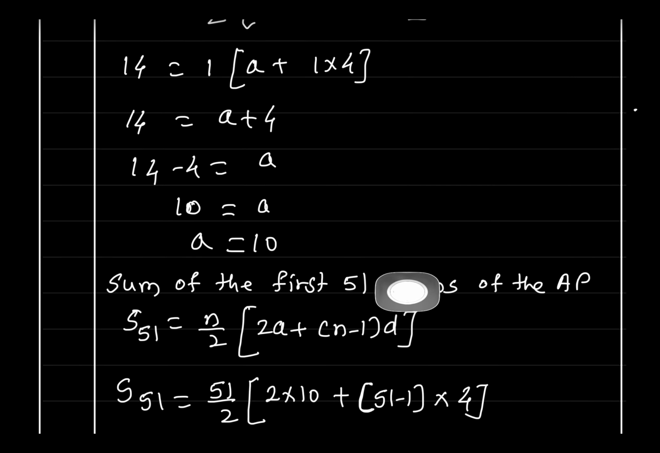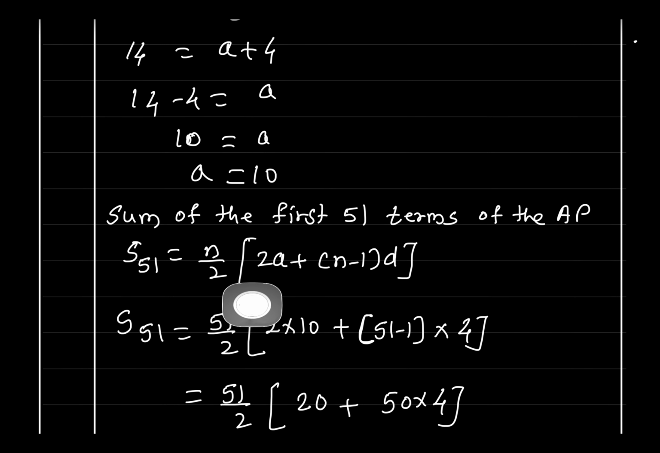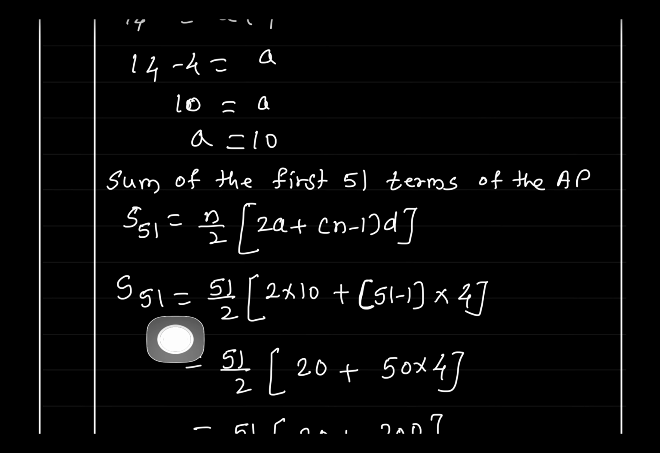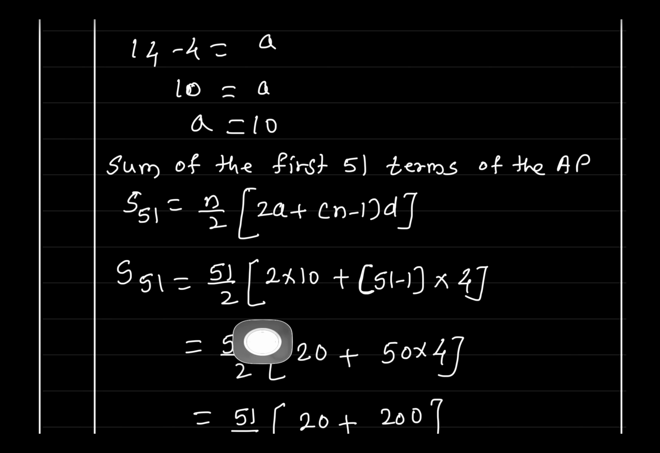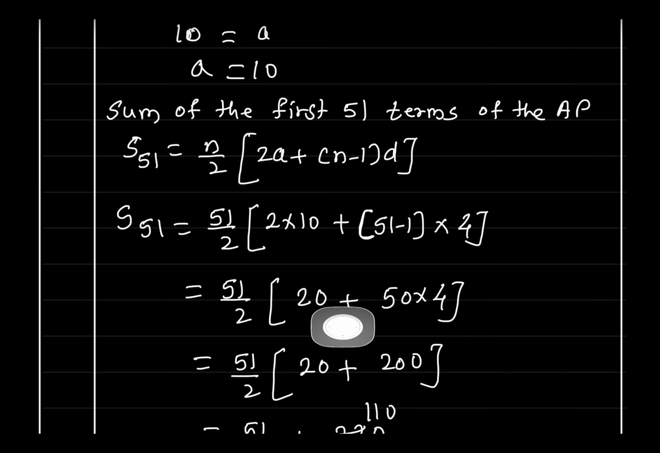This 4 we have to transfer this side. So 14 minus 4 equals a, so a equals 10. Then the sum of the first 51 terms of the AP. You know the formula, so put the values in the formula: S51, n is 51 upon 2, 2 into a, where a is 10, so 2 into 10 plus (n minus 1), that is 51 minus 1, into d which is 4.